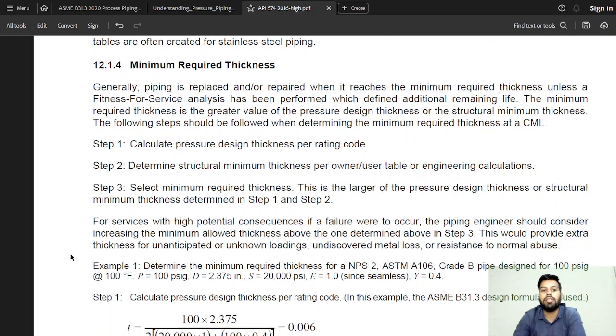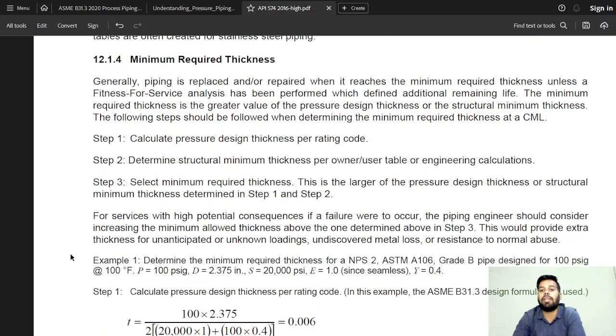Minimum required thickness. Generally, the piping is replaced or repaired when it reaches the minimum required thickness, unless the fitness for service analysis has been performed, which defines the additional remaining life. The minimum required thickness is the greater value of the pressure design thickness or structural minimum thickness. The following steps should be followed when determining the minimum required thickness at the CML.